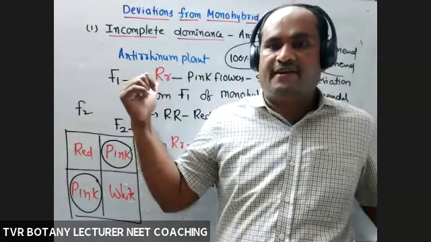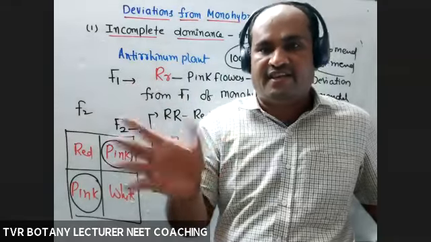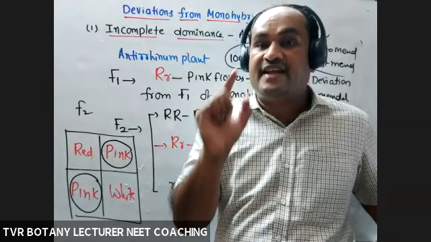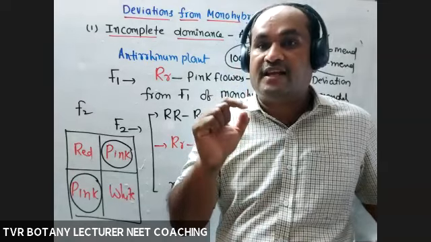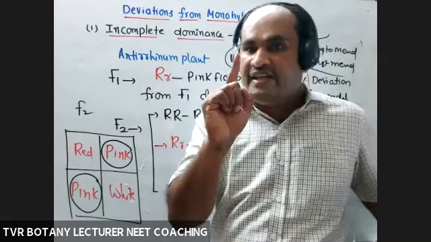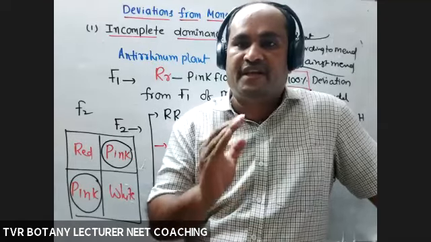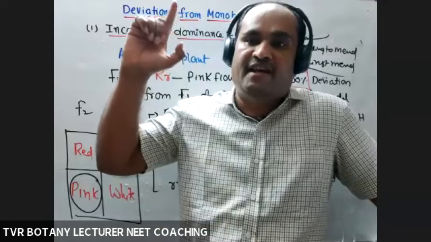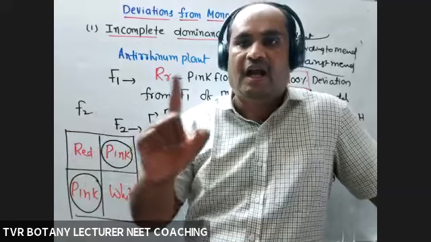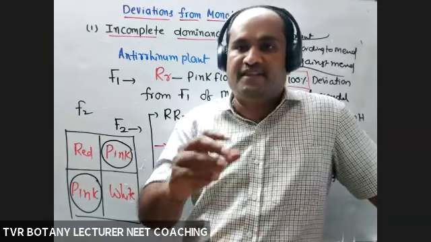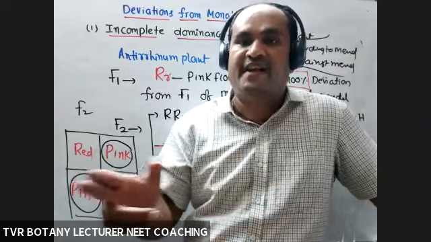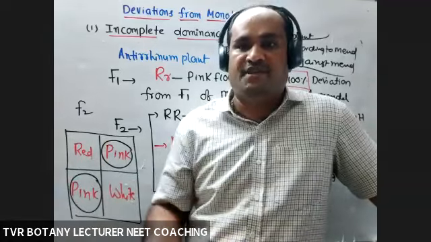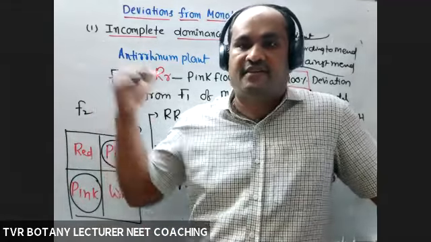But what about in the case of the Antirrhinum plant? F1 heterozygous, 100% correct. But what about the phenotype? Pink flowers instead of red flowers. So in F1, what about the percentage of phenotypic deviation when compared with F1 of the typical monohybrid cross conducted by Mendel in Pisum sativum? 100%. It should be 100% red. Instead of red, pink appeared. 100% deviation in the case of F1.